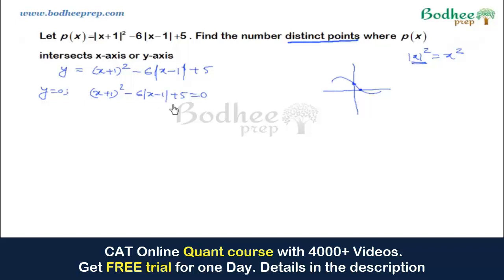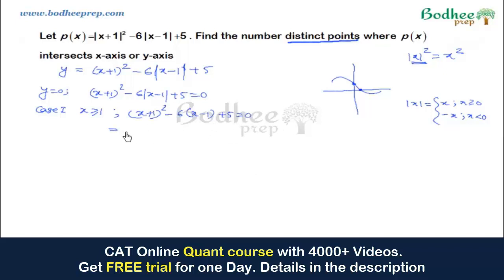Now here the mod of x minus 1, we need to bifurcate it depending upon whether x minus 1 is greater than 0 or less than 0, right? So take case 1, when x is greater than or equal to 1. In such case, x minus 1 will always be non-negative. So this can be written as (x plus 1) whole square minus 6 times (x minus 1) only, right? Because we know that mod of x is x if x is greater than or equal to 0, and minus x if x is less than 0. Fine. And the thing is plus 5 is equal to 0.